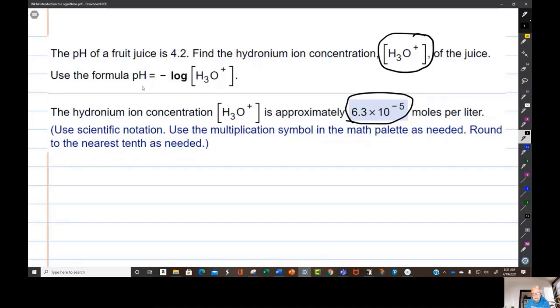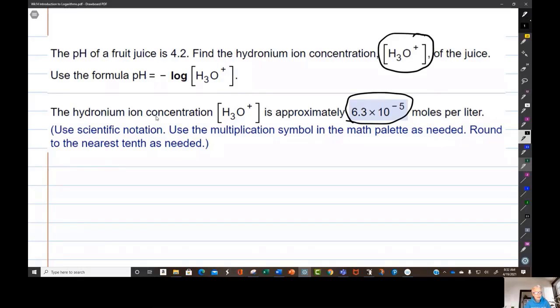All right, well, we're going to be solving for H3O+. 3 parts hydrogen, 1 part oxygen, and it's lost an electron. So now it has a positive charge. I remember that much. Okay, well, we're going to be solving for that.